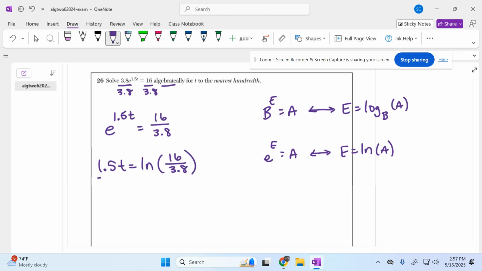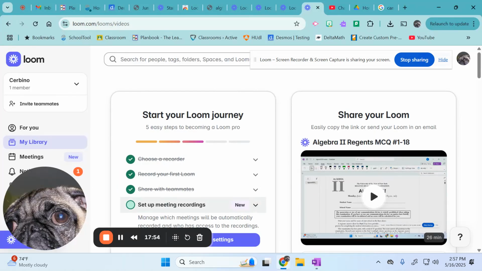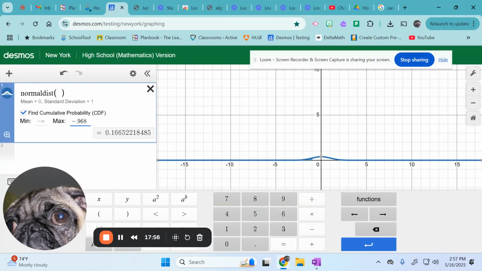From here, we're just going to divide by 1.5, and now it just becomes typing it in the calculator. So if we take the calculator here, Desmos, where are you? There we go.